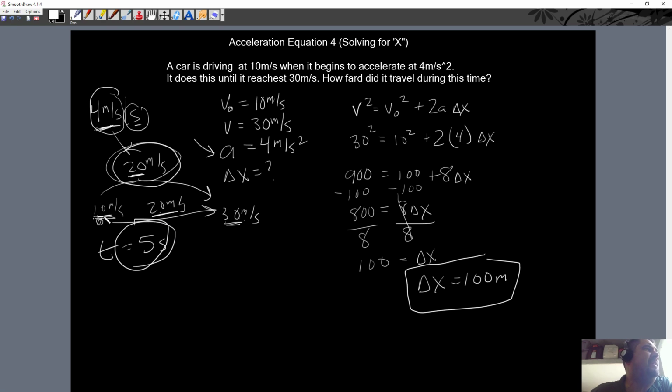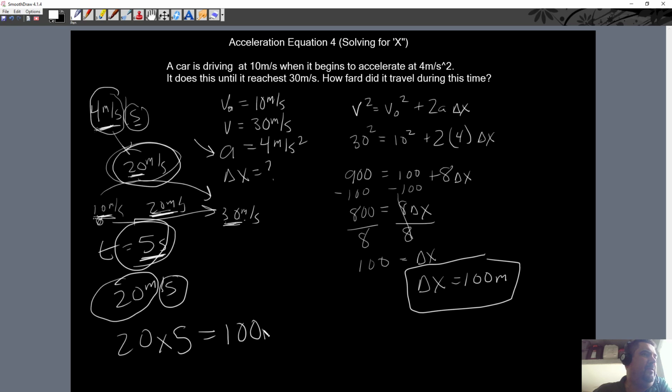So was I going 10 the whole time? No. Was I going 30 the whole time? No. I was changing my speed the whole time. But on average, we would probably say that my speed was 20 meters per second. I was going 20 meters per second. If you go 20 meters every second for 5 seconds, you're going to go 100 meters. Done. Look at that. Same answer.